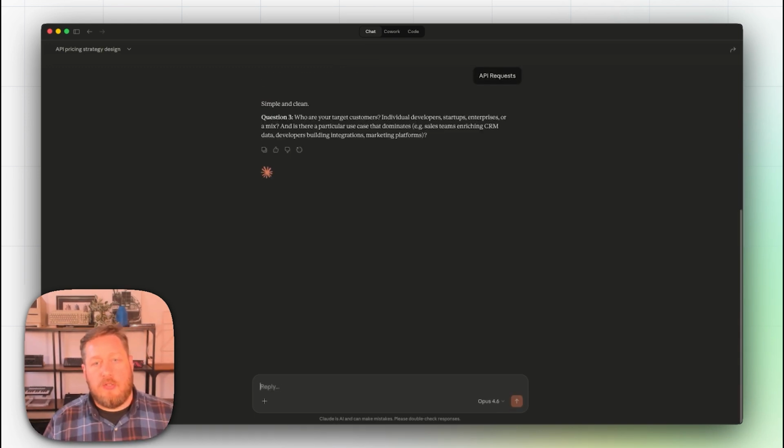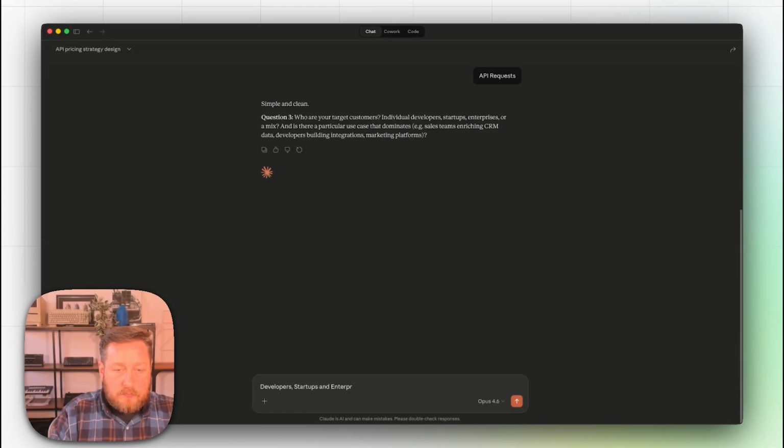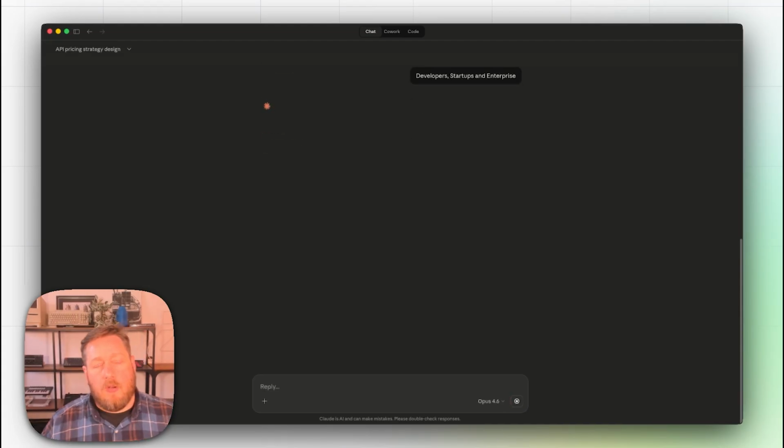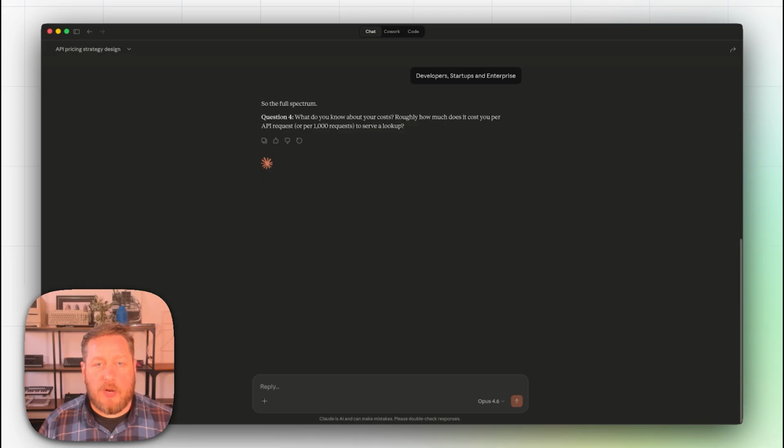And who are the customers? Is it developers, startups, enterprises, or a mixture of all of those? And is there a particular use case that dominates? There isn't a use case that I can think of that necessarily dominates, and I reckon that this is something that can be used by a lot of people. So I'm going to say developers, startups, and enterprise. Everybody, the whole gamut.